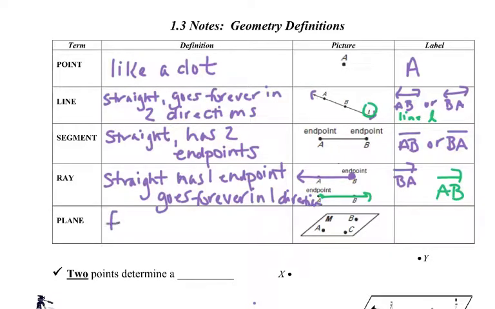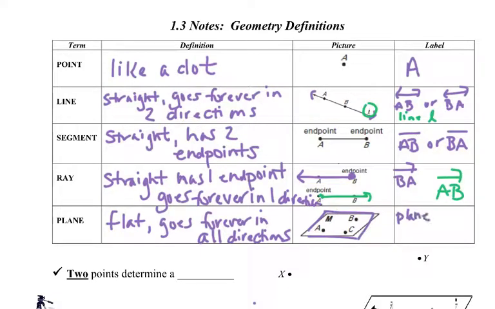Our last word is a plane, and a plane is flat. It's like a piece of paper, and it goes forever in all directions. So we see this plane here, and we see the points on the plane. We either name a plane by 3 of the points, like plane ABC, or sometimes we'll have a capital letter like we do here, an M, without a dot next to it. It's not a point, but it's the name of the plane. So we have point, line, segment, ray, and plane.